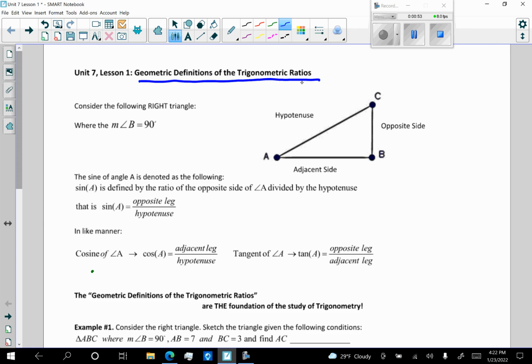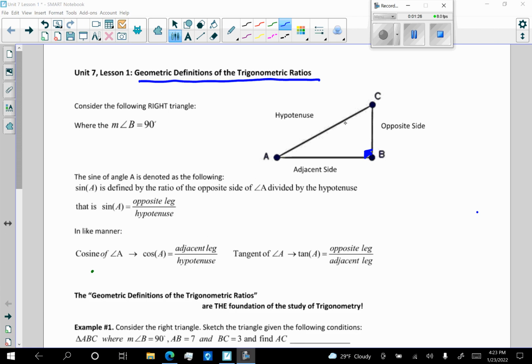Consider the following right triangle. I have a right triangle here, right triangle ABC, and I'm going to make note here that B is the right angle. Measure of angle B is 90 degrees. The sine of an angle is denoted as the following. Sine of A is defined to be the ratio of the opposite side of angle A divided by the hypotenuse. That is, the sine of A is the opposite over hypotenuse.